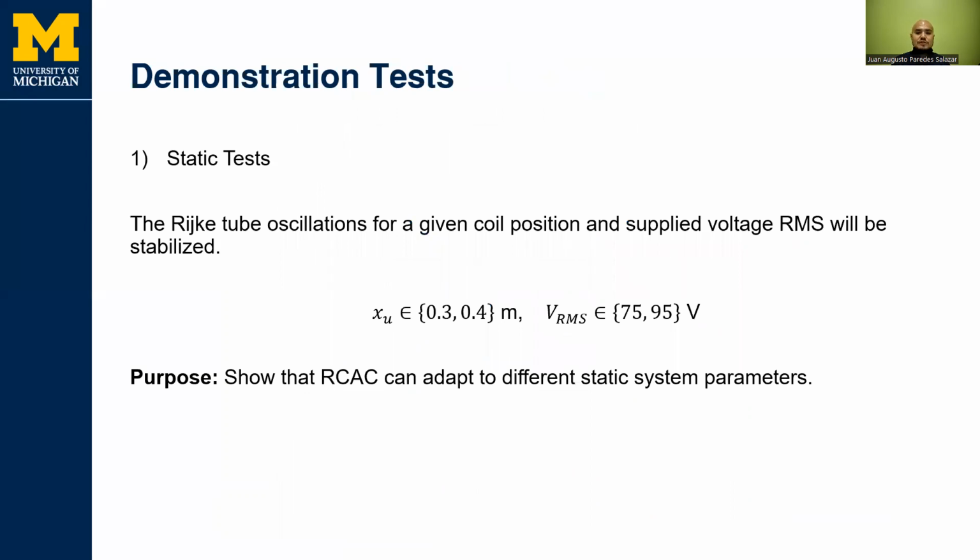Before we end this presentation, we'll go over the demonstration tests. The first of the set of the tests will be static tests, in which the coil position and supply voltage RMS will be kept constant throughout the whole test. RCAC will only be enabled after the oscillations have stabilized. The purpose of this set of tests is to show that RCAC can adapt under different static system parameters. That is, parameters that may be different but don't change throughout the test.